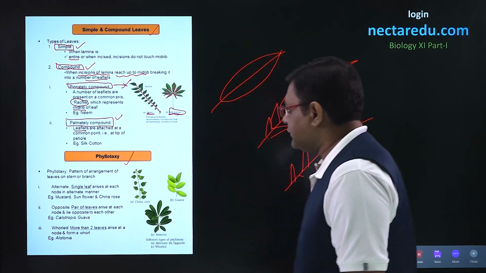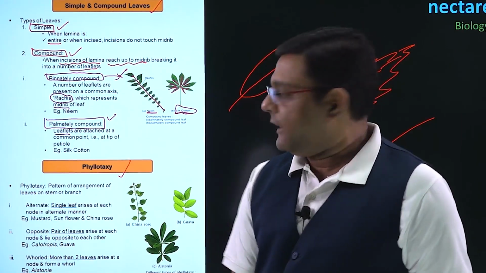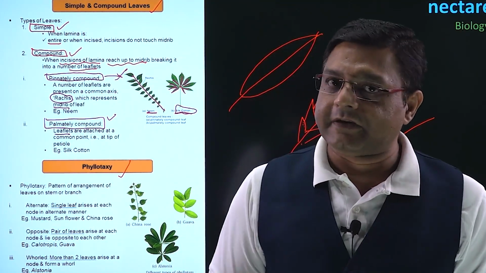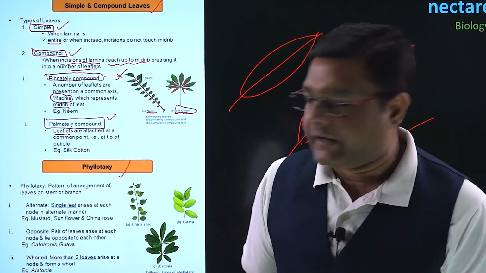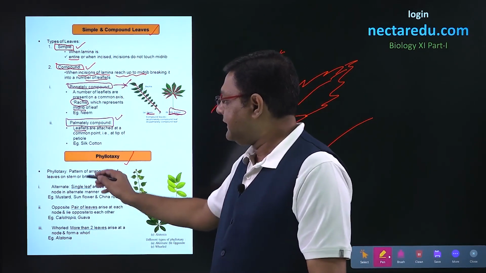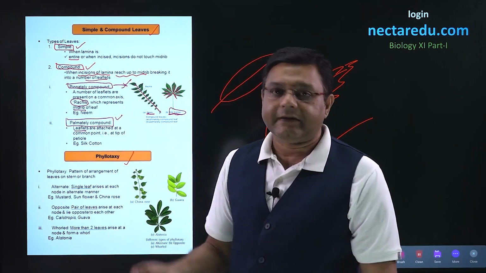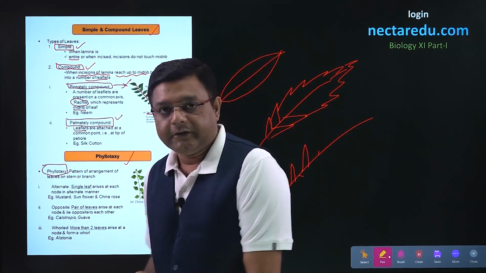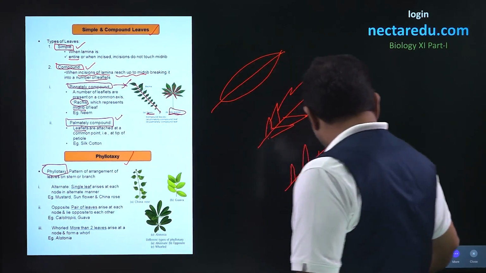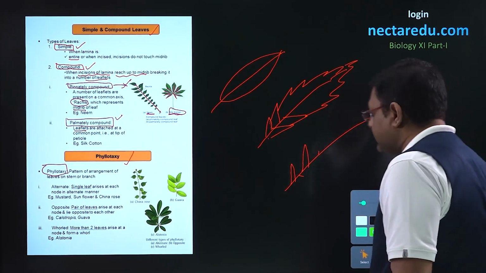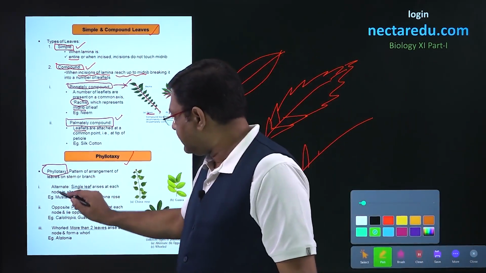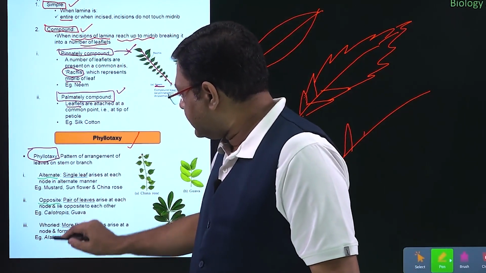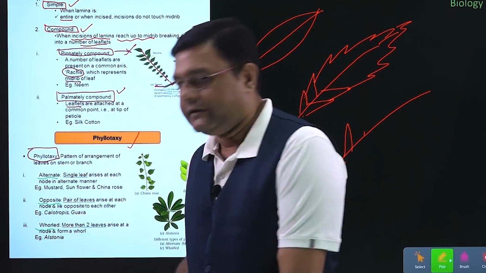After this, coming to the term phyllotaxy. The leaves will be arranged on a stem or on a branch, and how these leaves are arranged, the pattern of arrangement, is called phyllotaxy. Now, for phyllotaxy, we can talk about three types. The first can be alternate, the second can be opposite, and the third can be whorled.